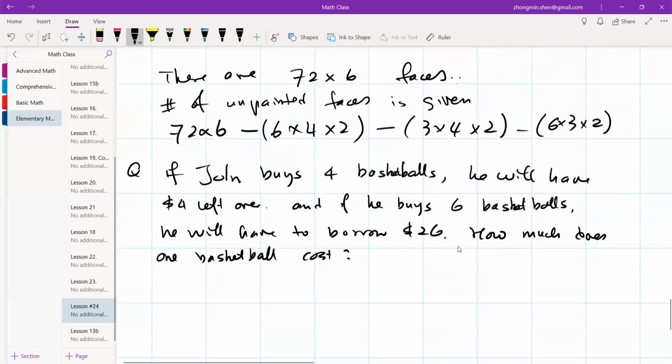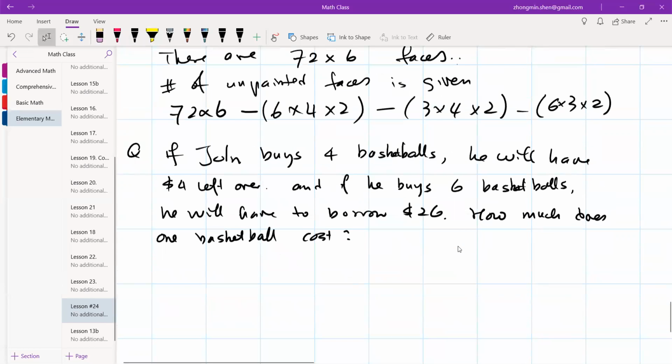Okay. Now those are the problems. This is a problem for basic math class students, but in that class they're going to use variables, equations, linear equations, a system of 2 linear equations to solve. But here we're trying to solve it without using equations.